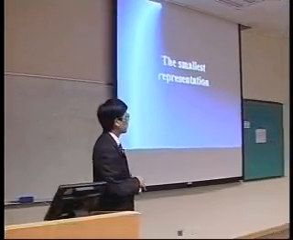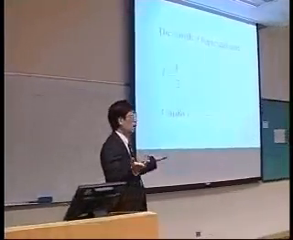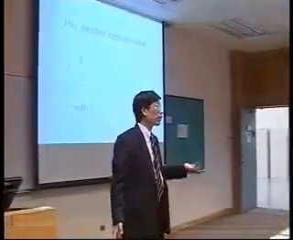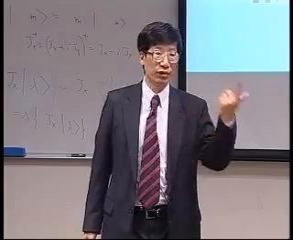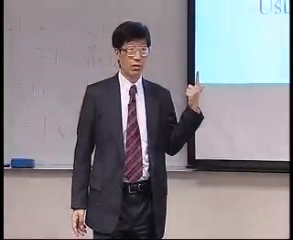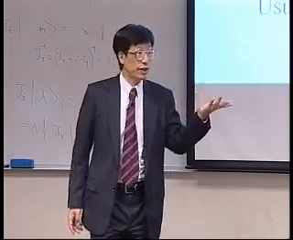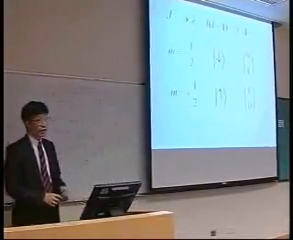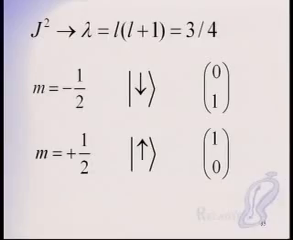So let me spend a little bit of time on the smallest representation. I said L is a half integer or an integer, so the smallest must be 1/2. Let me look at the representation with L equals 1/2. In this case, L is typically written as S because that's physically related to spin. This is a two-dimensional representation because that's the multiplicity. Multiplicity is 2L plus 1, which is 2, so there are only two states. The value of J squared operating on any of these states is equal to lambda, which is L times L plus 1, in other words, 3/4.